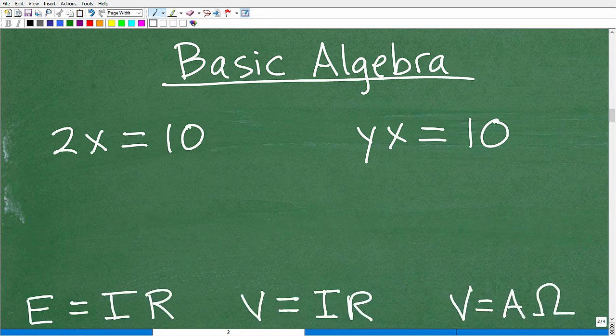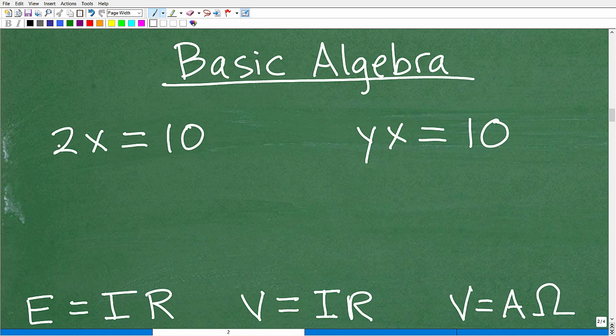So here is a basic algebra equation, 2x equals 10, all right? Now this 2 and this x together, this means 2 times x. And in algebra, x is just a variable. It just means some number. So if I asked you 2 times what number is equal to 10, you would say, oh, well, that number's 5, and you would be correct.